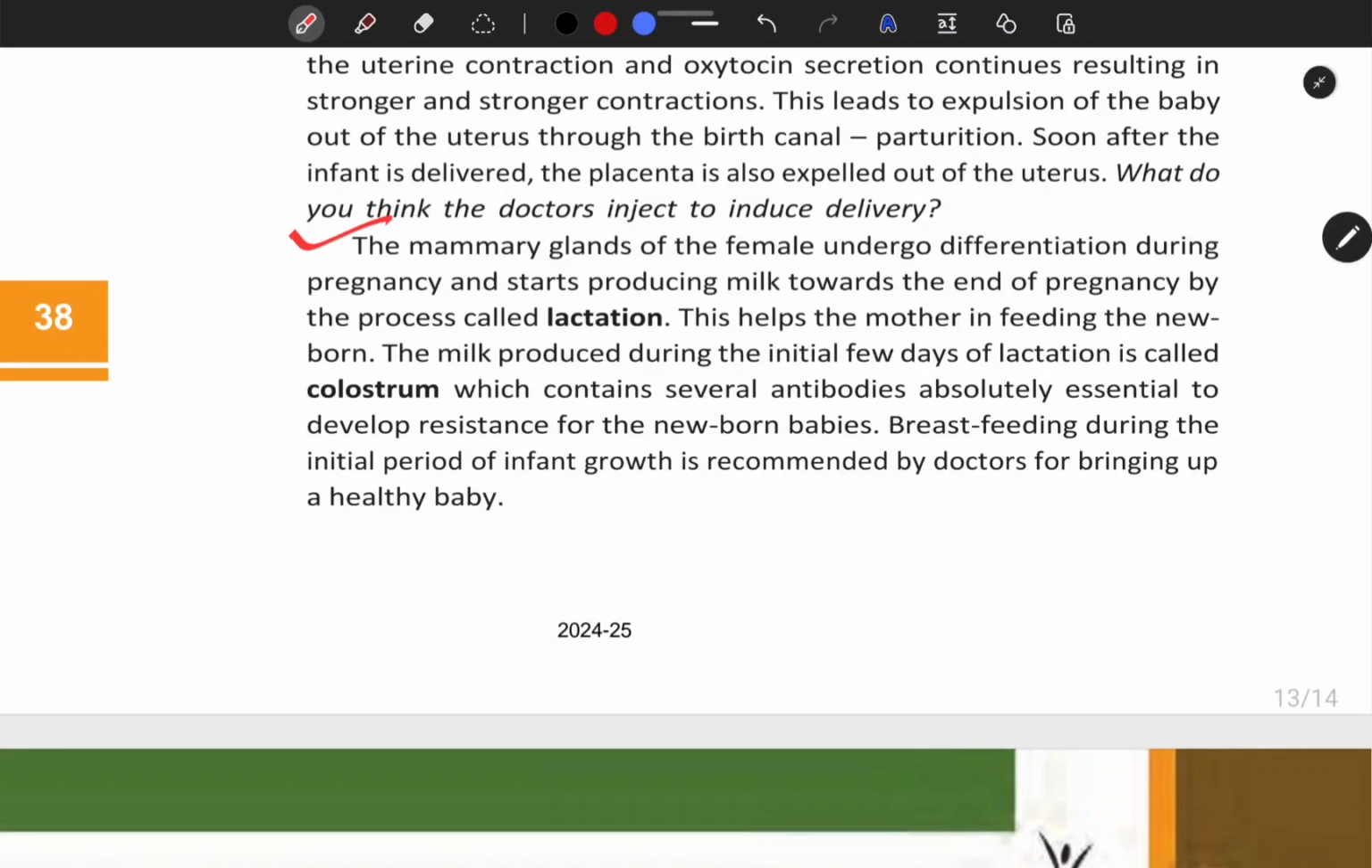The mammary gland of the female undergoes differentiation during pregnancy and starts producing milk towards the end of pregnancy by the process called lactation. This helps the mother in feeding the newborn. The milk produced during the initial few days of lactation is called colostrum, which contains several antibodies absolutely essential to develop resistance for the newborn babies. Breastfeeding during the initial period of infant growth is recommended by doctors for bringing up a healthy baby.